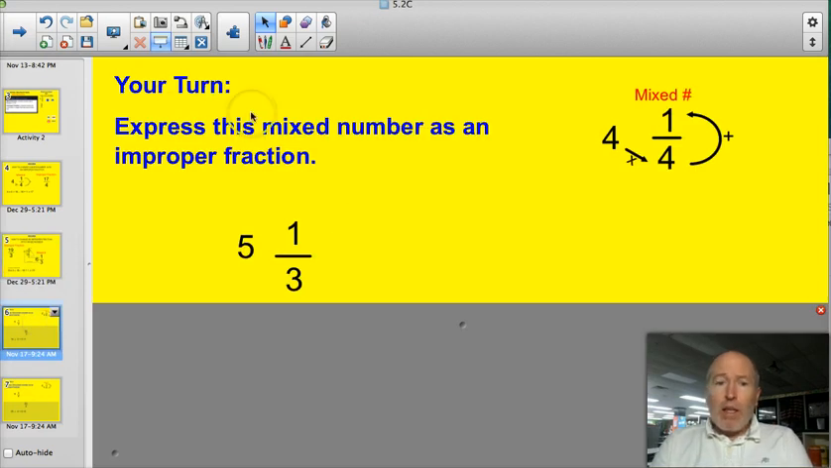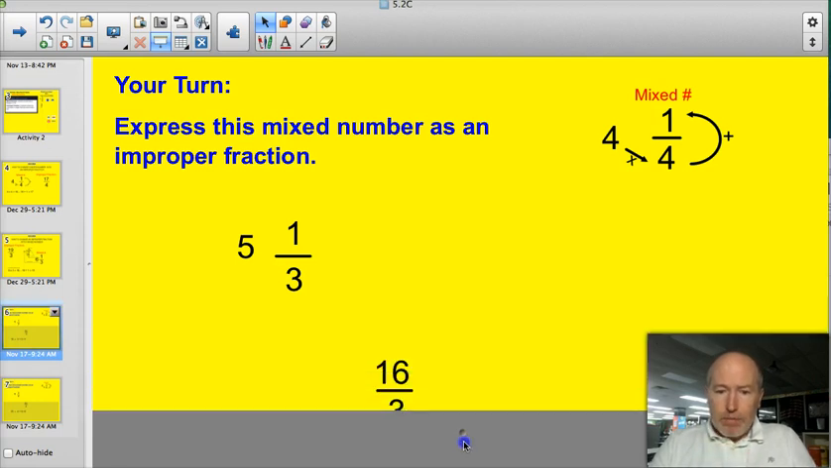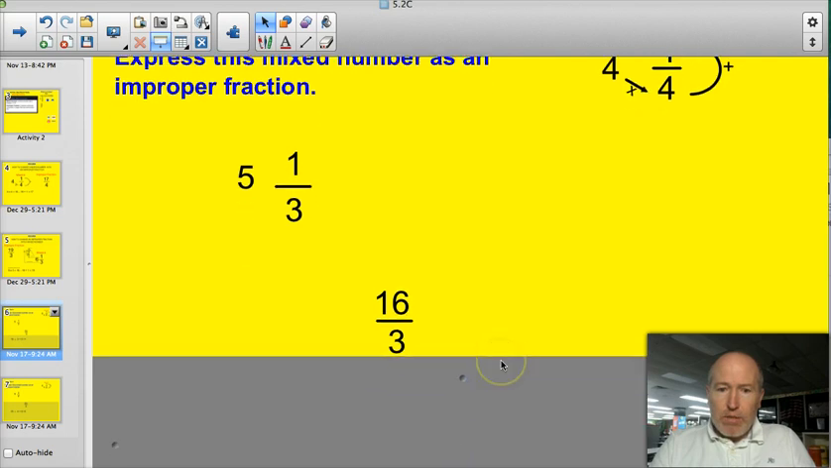All right, your turn. Express this mixed number as an improper fraction. I left my little example up there. So go ahead and pause the video and try it. All right, let's see how you did. Did you get 16/3? That's what I got.